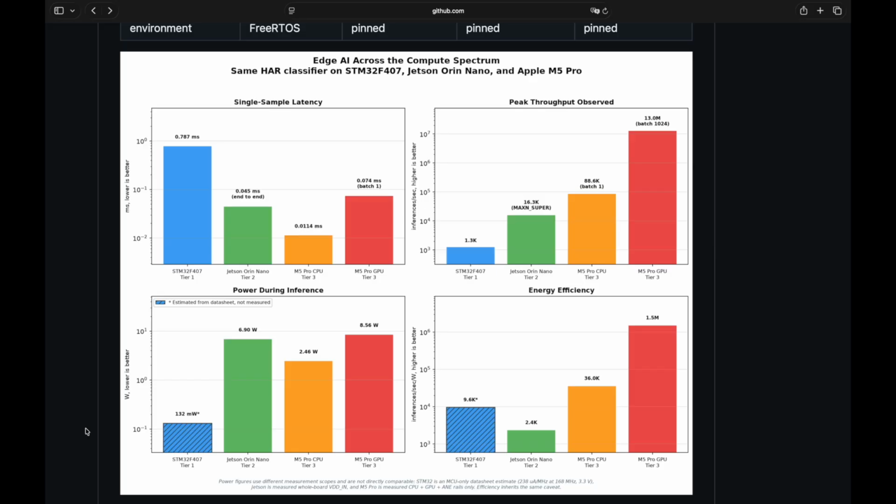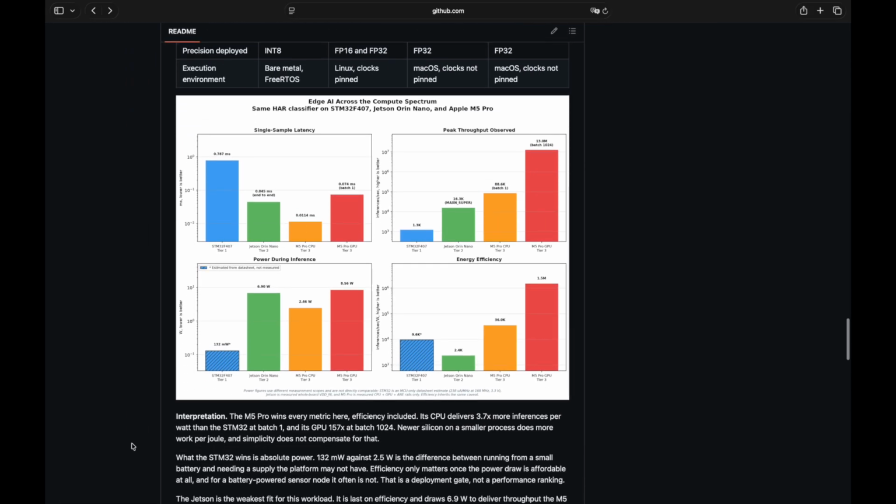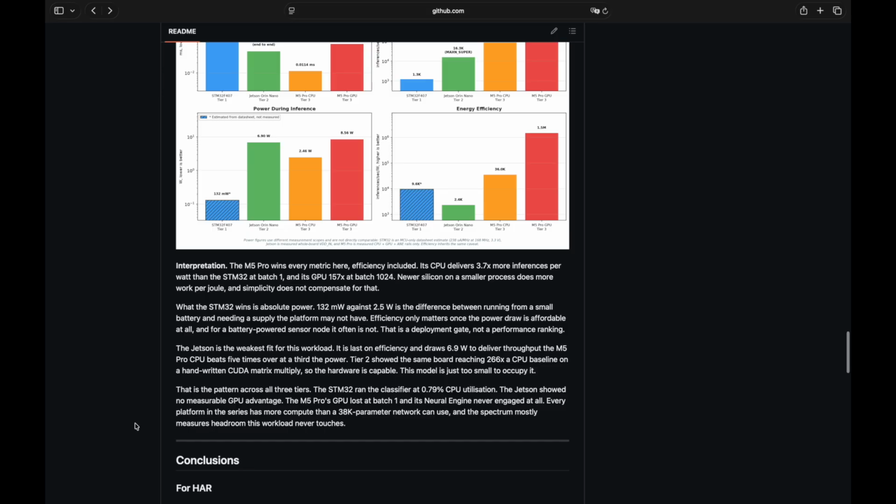The Jetson is the weakest fit for this particular workload. It ranks last on efficiency and draws 6.9 watts to deliver throughput the M5 Pro CPU exceeds 5 times over at roughly a third of the power. That is not a deficiency of the board. Tier 2 measured the same Jetson reaching 266 times a single-threaded CPU baseline on a handwritten QDAM matrix multiplication. The hardware is capable, but this model is too small to occupy it.